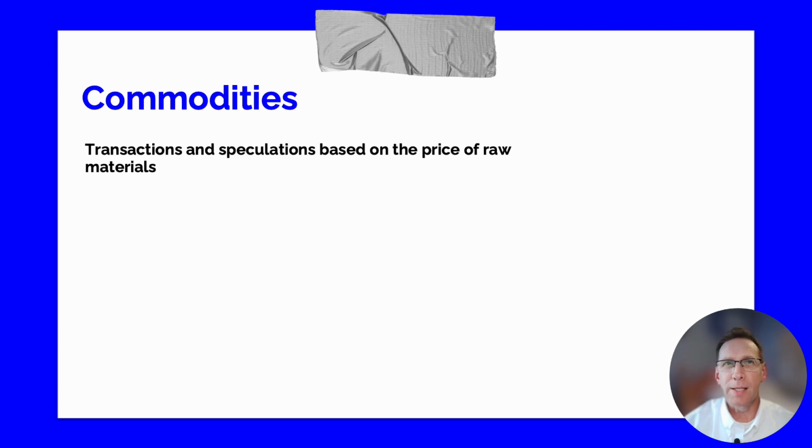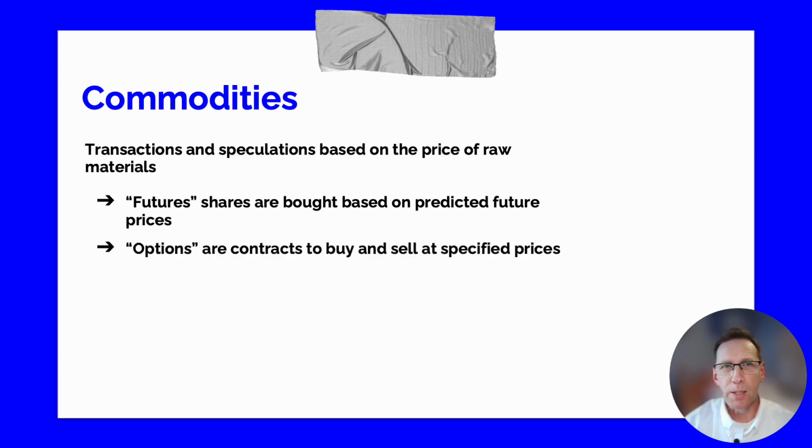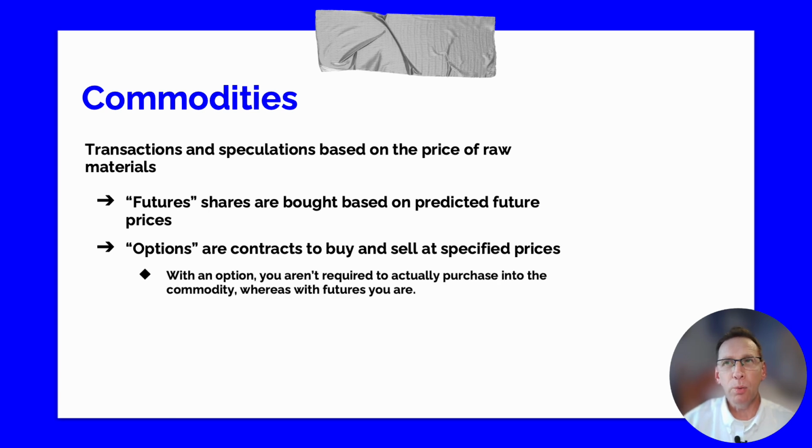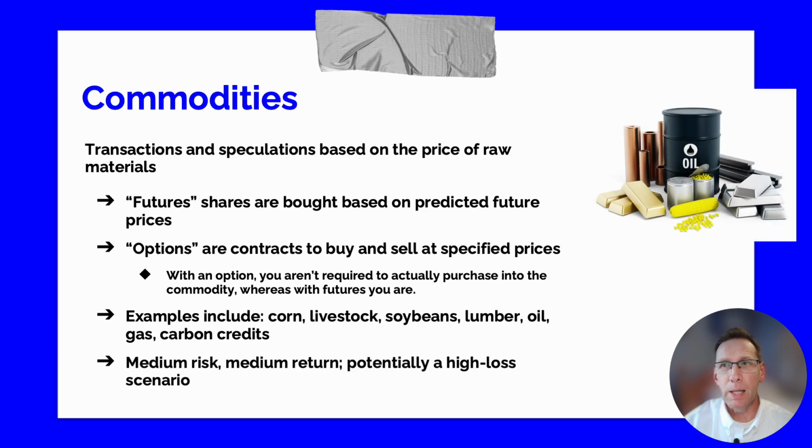Commodities are transactions and speculations based on the price of raw materials. Futures shares are bought based on predicted future prices. Options are contracts to buy and sell at specific prices. With an option, you aren't required to actually purchase the commodity, whereas with futures, you are. Some examples include corn, livestock, soybeans, lumber, oil, gas, carbon credits. It is medium risk, medium return, with a potentially high loss scenario.